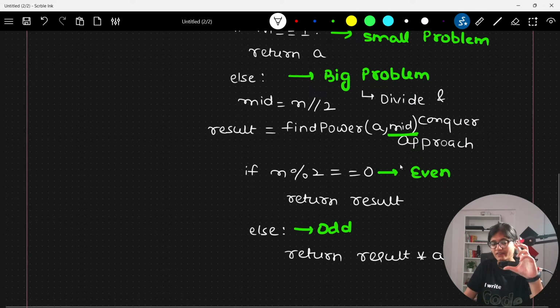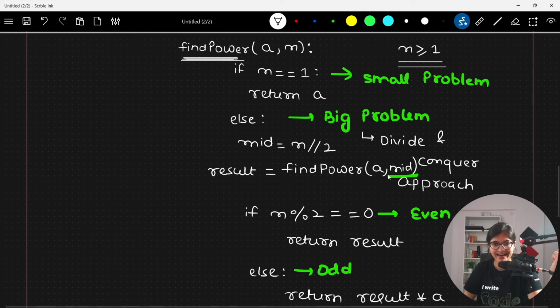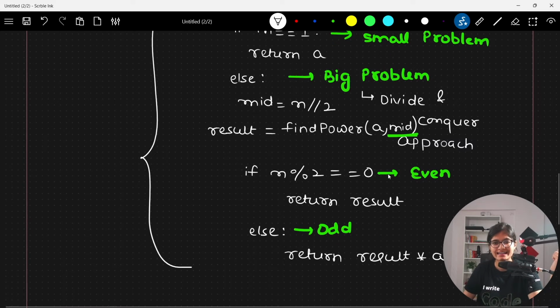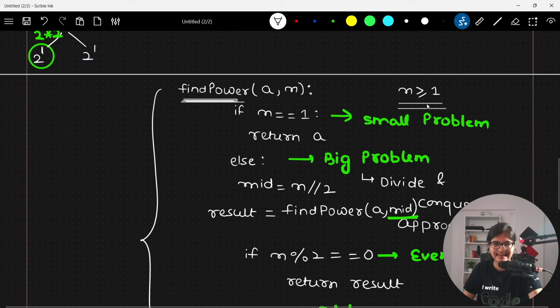So in this way, we will be able to handle all the numbers, whether it be even or odd, it doesn't matter to us, right? This is the simplest approach to find out the power of an element when the value of n is greater than or equal to 1, right?